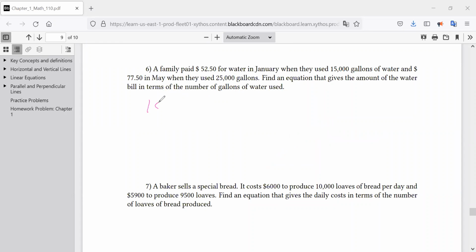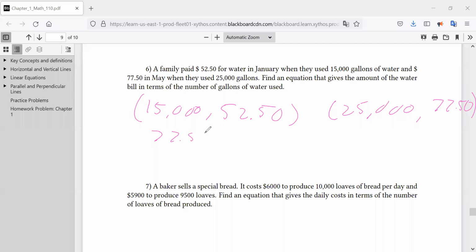So for that, we'll have 15,000, comma 5250, and 25,000, comma 7750. If we do this, then we get, let's say, 7750 minus 5250 divided by 25,000 minus 15,000.